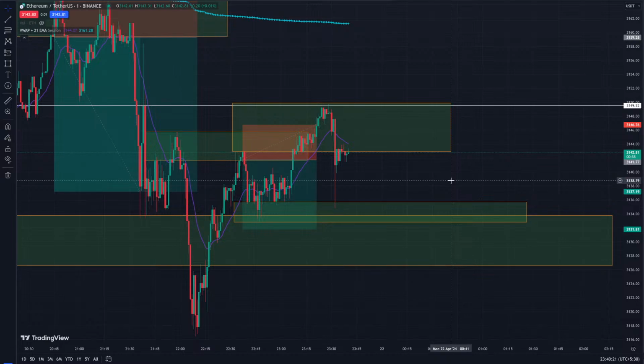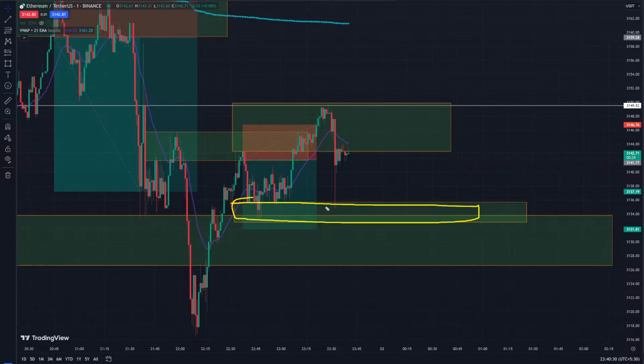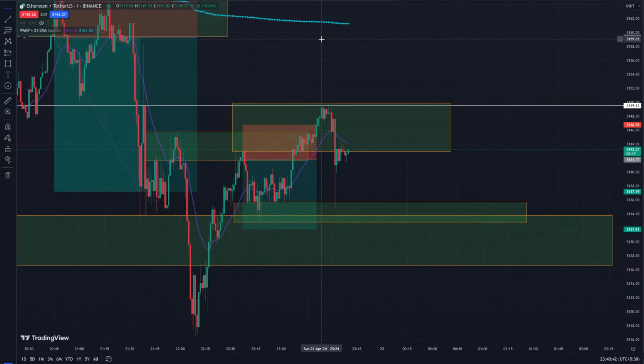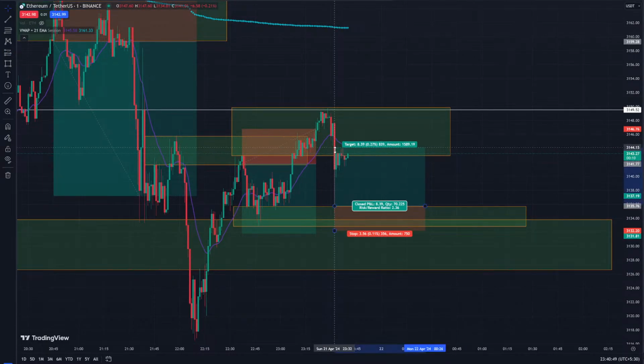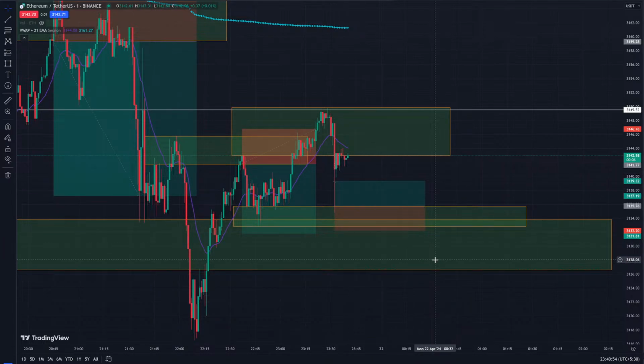Currently I'm seeing no other stuff right here. Now if you look carefully, we drew this demand zone, correct? What did price do? Price came down here and it went up. If we would have taken a trade, suppose right here, and this would have been our stop loss, then price has already given you 1:1. See, yes or no?